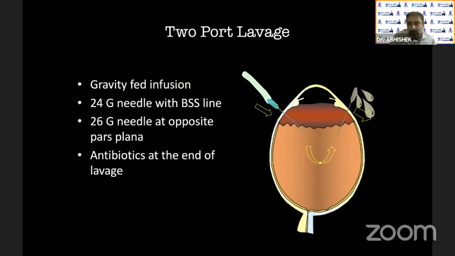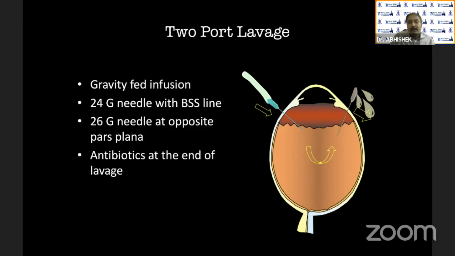Another important thing that we very routinely do, I do it in almost all my cases of severe endophthalmitis, is a two-port lavage. We do a core vitrectomy or a first intervention, and we remove most of the vitreous along with the inflammatory exudate.